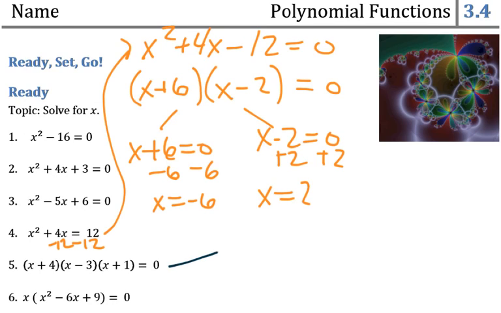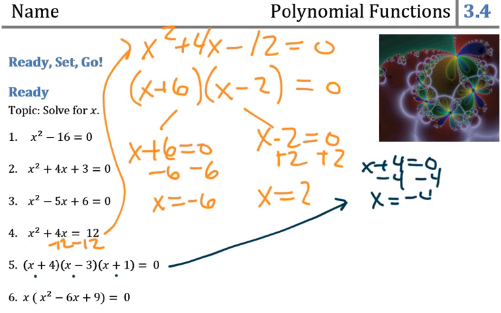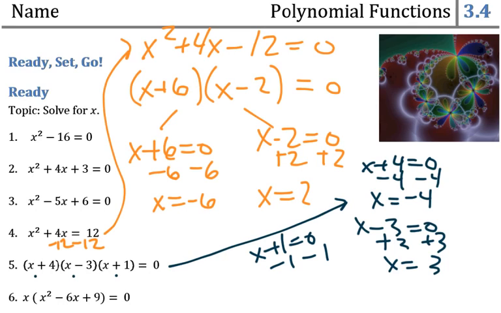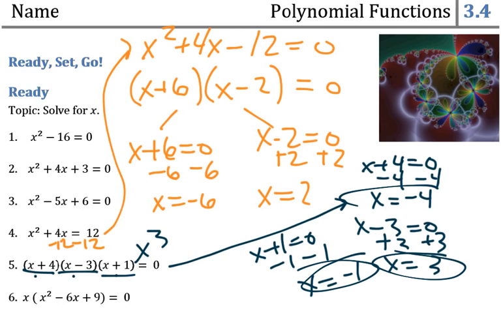Now number 5 is pretty much almost already done. We just take each one of these pieces and set it equal to 0. So we get x equals negative 4. x equals positive 3. And x equals negative 1. Because that's 3 x's, right? That would be a cubic, an x cubed. We know we've got 3 x-intercepts, because that's what we're doing when we solve for x on these. We're finding the x-intercept, the root, the 0, as they're often called.